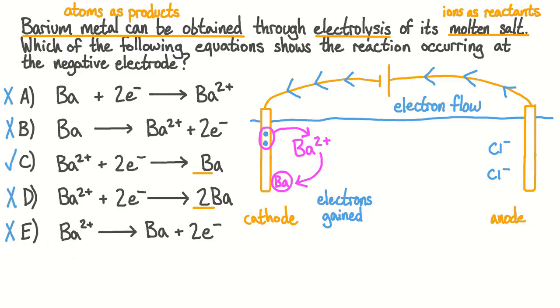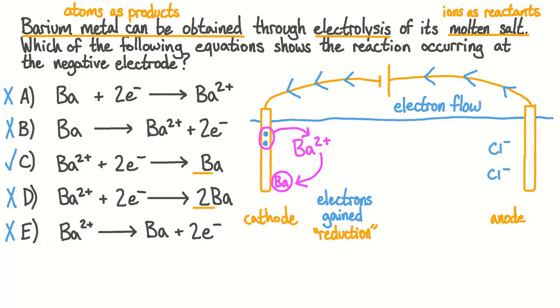Simply put, the correct answer is choice C. 1 ion combines with electrons to form 1 atom. This reaction describes what occurs at the negative electrode when we electrolyze a molten salt containing barium. The barium ion will gain 2 electrons to form a barium metal atom. When an atom or ion gains electrons, we call that a reduction.